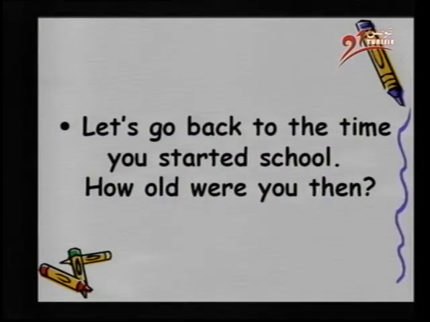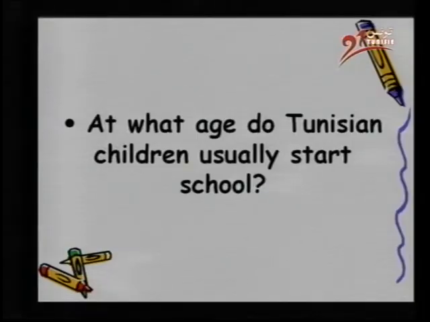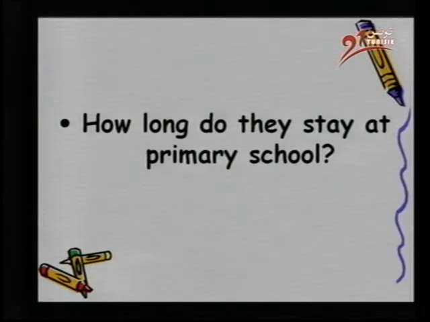Let's go back to the time you started the school. How old were you then? You were about 6, perhaps 6.5, perhaps 5.5. So at what age do Tunisian children usually start school? They usually start school at the age of 6, or at about 6. How long do they stay at primary school? Good, yes. They stay at primary school for 6 years.